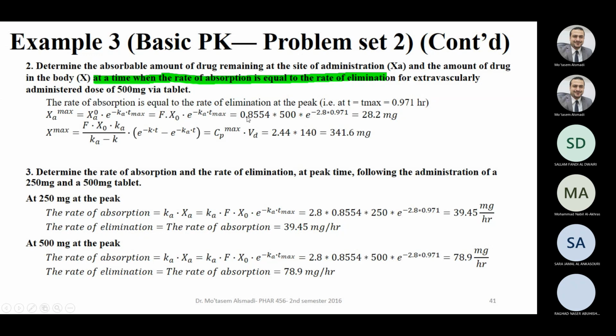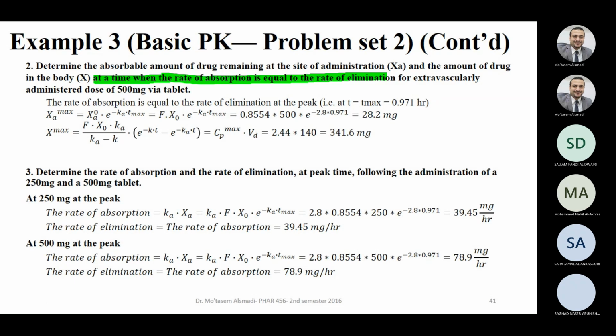Okay, what's XA node? That's F, which is equal to 0.8554, multiplied with the dose of 500, so we get a value of 500 here. It's multiplied with e to the power minus Ka, which is 2.8, times T max, which is 0.971. That's equal to 28.2 milligrams. Again, this is the absorbable amount, XA. This is not the XGI. This is equal to F multiplied with XGI.